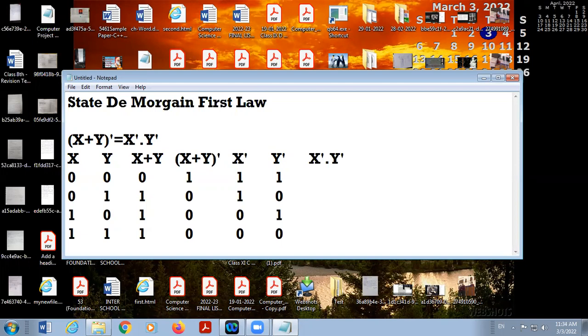So into means AND. Okay. So 1, 1, 1, 1, 0, 0, 0, 1, 0, 0, 0, 0. So this side and this side are exactly the same. So we prove this.